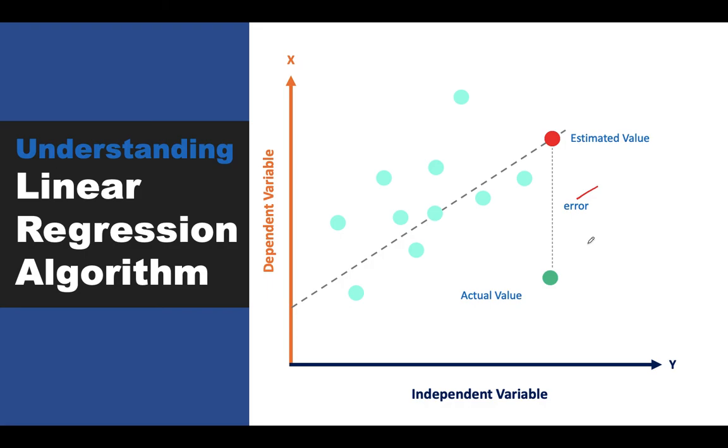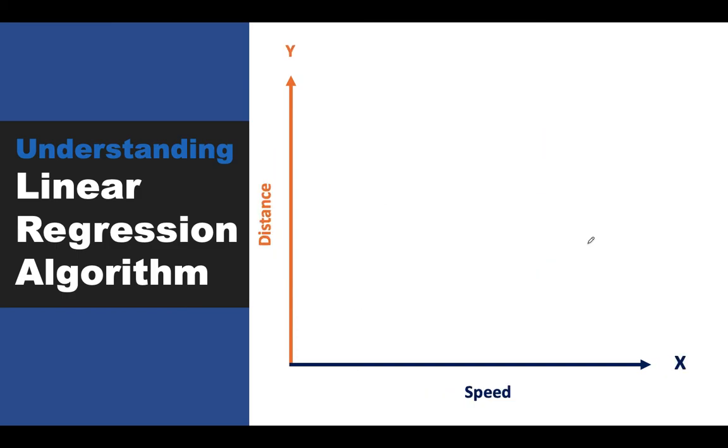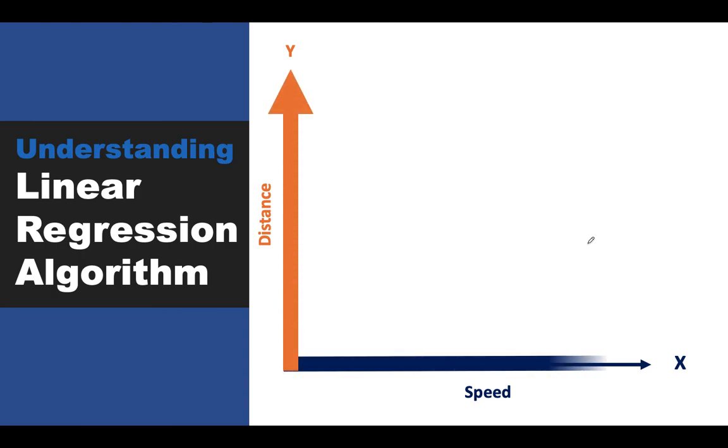So we'll try to make all these points very close to this particular line. Our main goal is to find this, right? Every point is to be close to this one. So let's say this is speed and this is distance, and we are again taking a graph. That will be a positive graph, right?